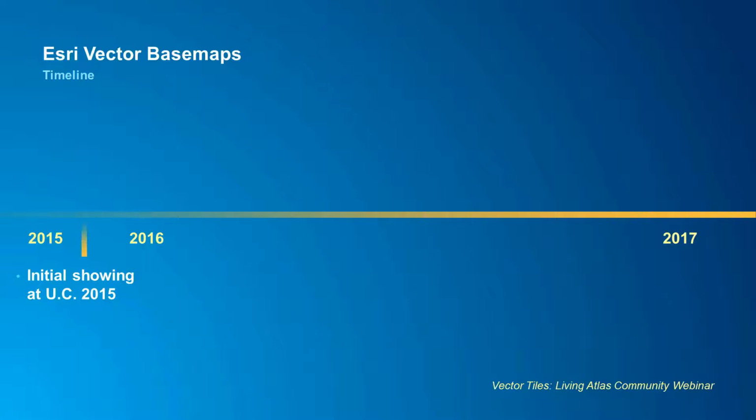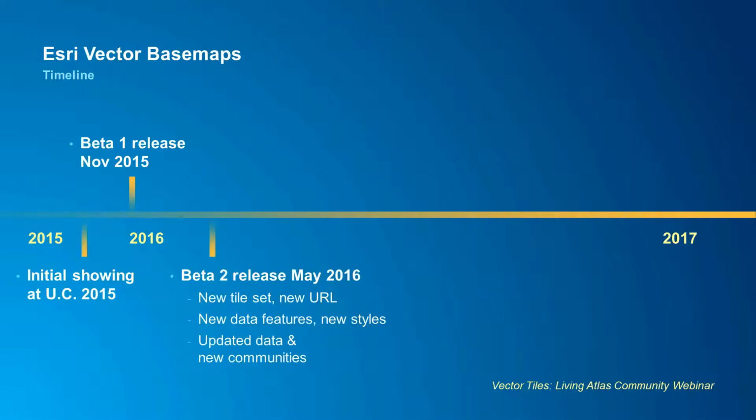Just a quick timeline of our vector basemap program. We initially showed it at user conference in 2015, and in November of that year we released a beta 1 set of vector tiles. Our beta 2 release went out in May of 2016. It was a brand new tile set, and it also had a new URL. It contained new data features that weren't included in beta 1, and we also added a few new styles. We updated the data, and we provided new communities into our contributors as well.